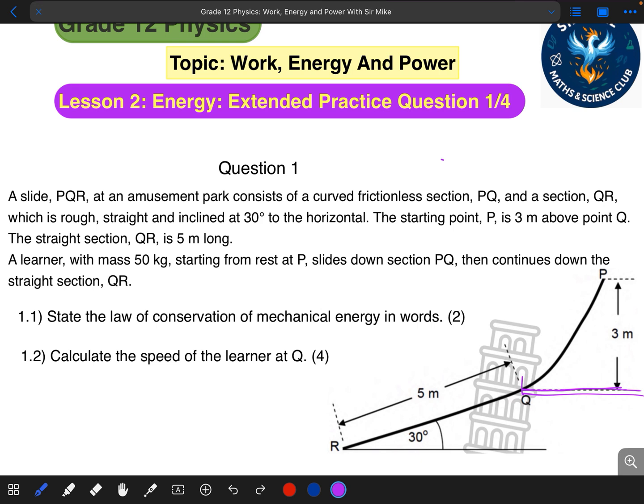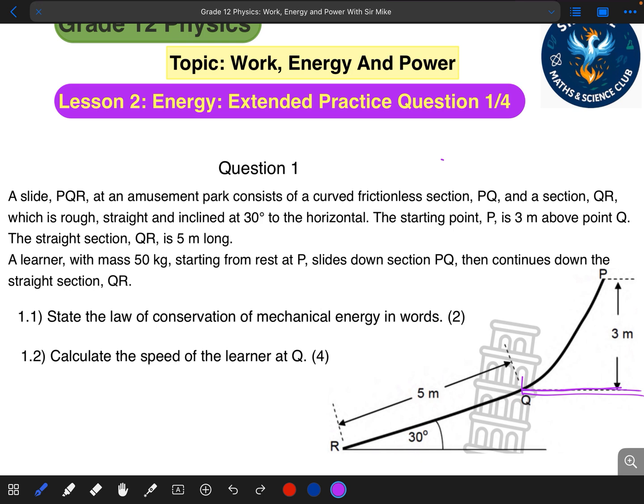They said: state the law of conservation of mechanical energy in words. The law of conservation of mechanical energy states that in an isolated system, the sum of the potential energy and kinetic energy of an object is conserved. That's the principle of conservation of mechanical energy. So it says that in an isolated system, the mechanical energy is conserved. Or we can say that in an isolated system, the sum of the potential energy and kinetic energy is conserved. You can put it in that way, and you can get those 2 marks.